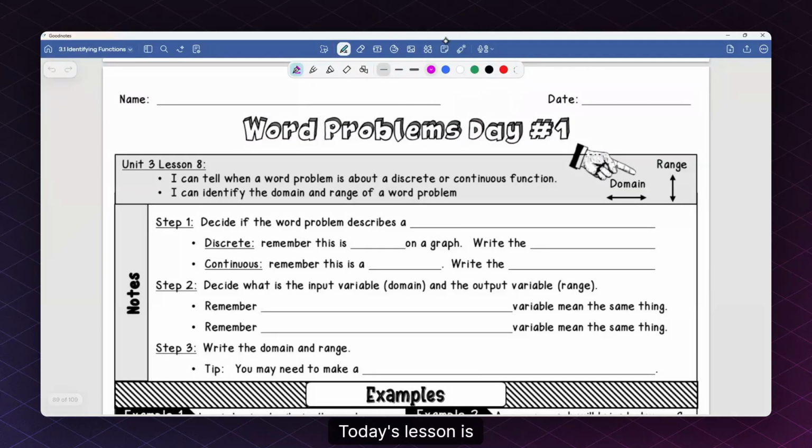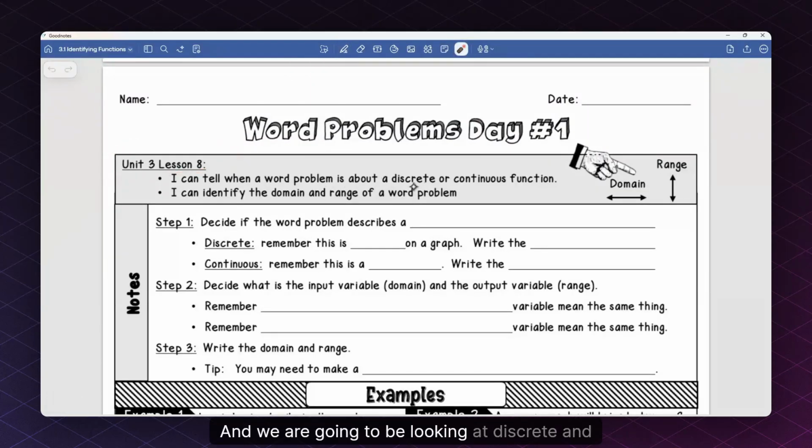Today's lesson is Unit 3, Lesson 8, and we are going to be looking at discrete and continuous functions, but it's going to be word problems. We're going to be looking at some real-world scenarios of how a discrete or continuous function might work.